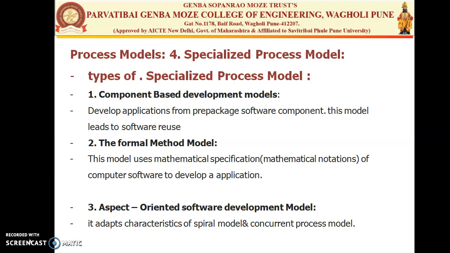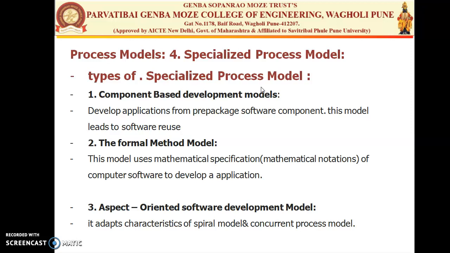The first is the component based development model. Second is the formal method model, and third is the aspect oriented software development model. So we are going to see them one by one. First we will see the component based development model. The component based development has many characteristics of the spiral model. It is evolutionary in nature and includes an iterative approach for software development.